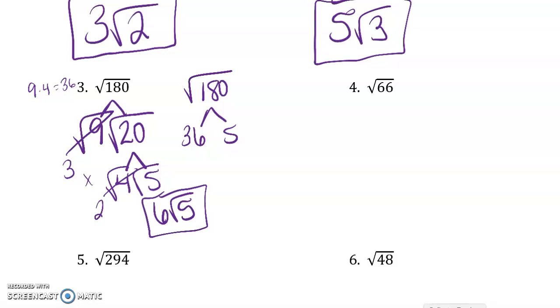So if you don't find the biggest perfect square right off the bat, that's okay. You can keep simplifying the other square root. Just make sure you multiply your outside numbers. If you don't like what I just did right here, then you need to make sure you find the biggest one.